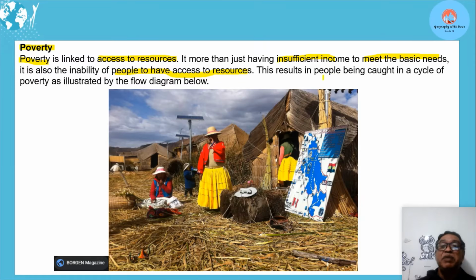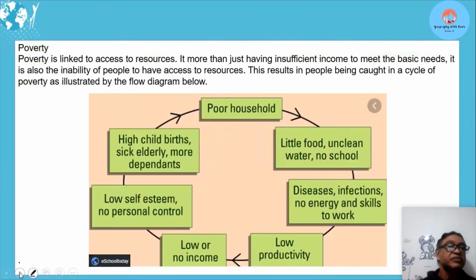And this results in people being caught in a cycle of poverty, shown in the diagram here. These people don't have much. Can you see it? And what future will this little child have in terms of improving his quality of life? He'll be caught in the cycle of poverty. Just showing you the cycle of poverty. I've put this again here. Look at this. And let me take my pointer here.